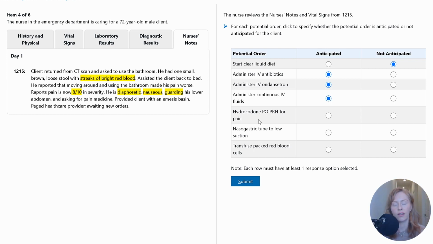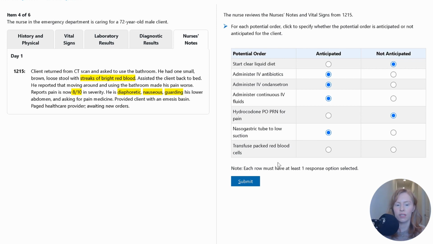Hydrocodone PO PRN for pain. We did decide that we want to treat his pain, but again, we're going to make the problem worse if we put something in his mouth. So this is not anticipated. He is NPO. Placing a nasogastric tube to low suction. Yes, we want to decompress the stomach, relieve that pressure on the GI tract, and then also help make him a little bit more comfortable since he's vomiting. So I do anticipate a nasogastric tube.